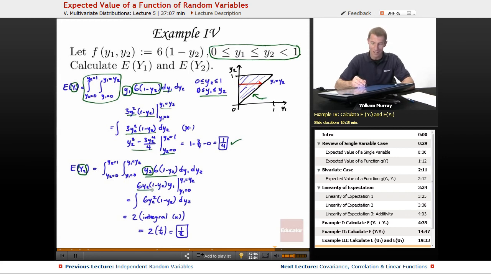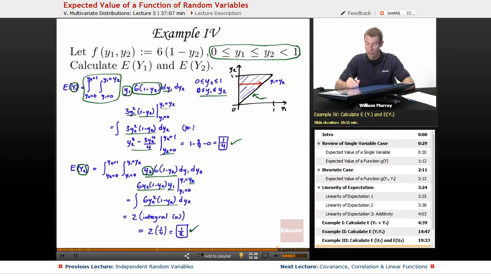So you just get that constant times y1, plug in the value of y1 equals y2, and we get 6y2 squared, 1 minus y2. And because I'm lazy, I noticed that that was the same integral that we had back here, except it's multiplied by 2, which means we can just take the old answer and multiply by 2. So 2 times 1/4 is 1/2.